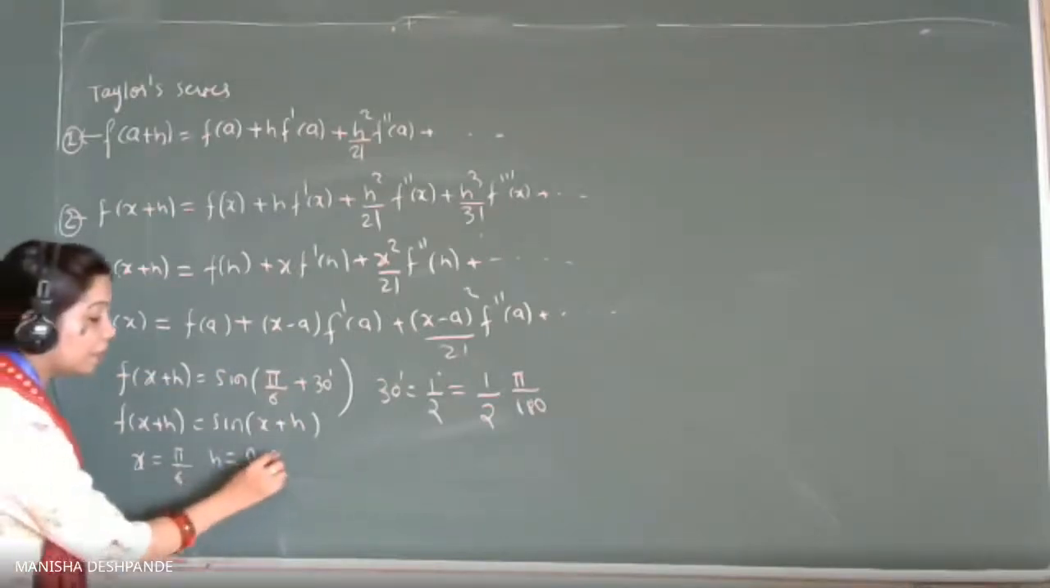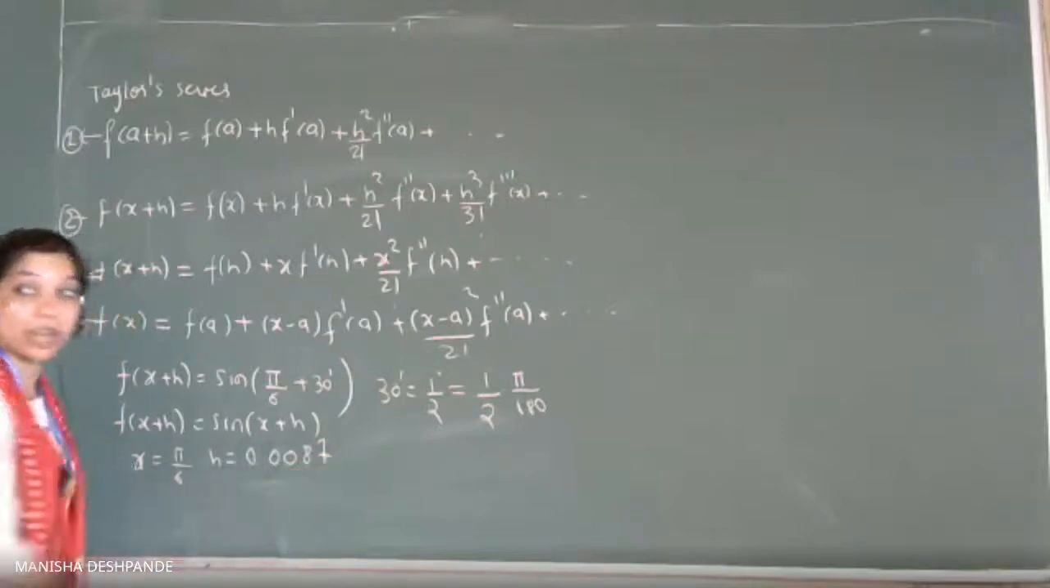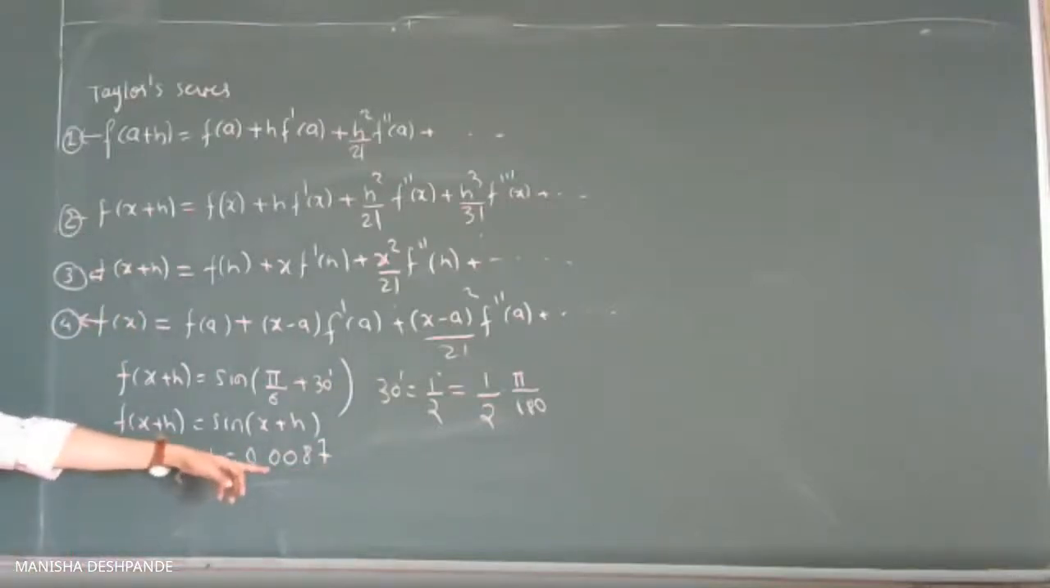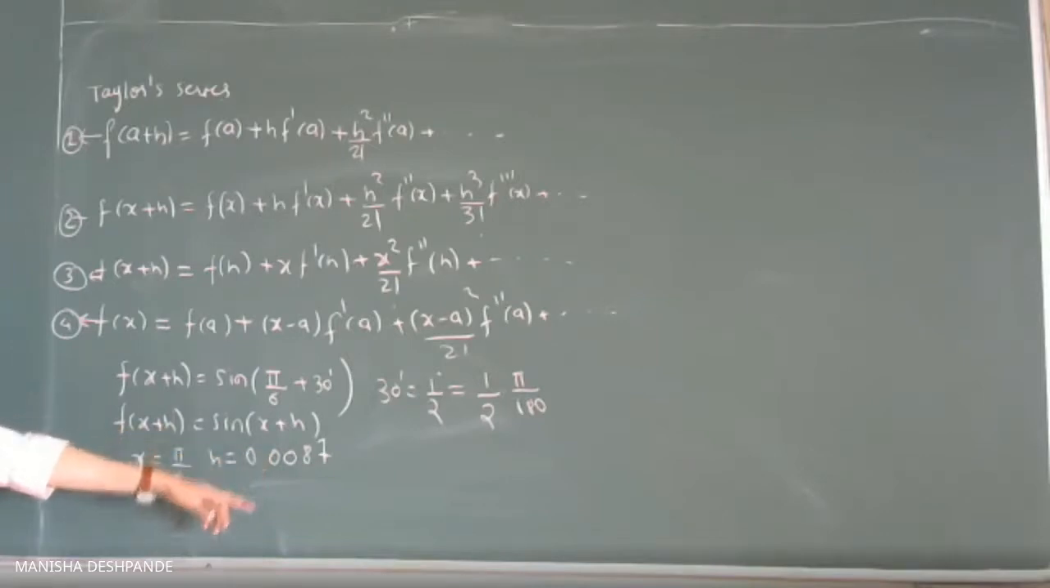0.0087. You have to have a calculator. How many decimal places? Give me more decimal places, then the answer will be correct. This much. Okay. So 0.0087. Is it okay? From next time onwards, please get your calculator.